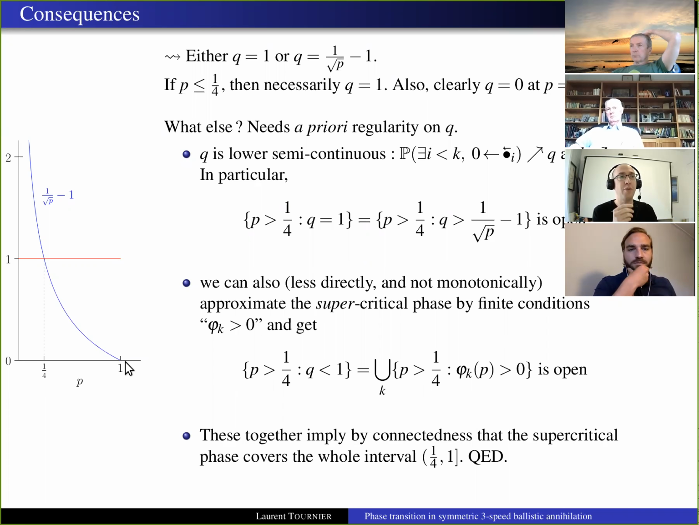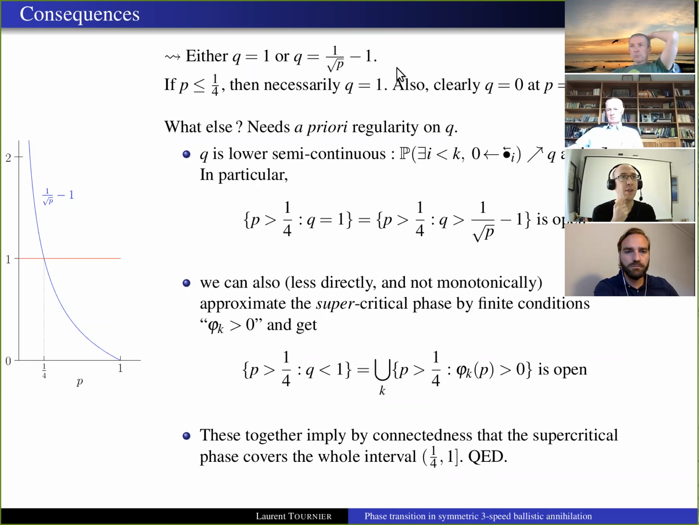So in the end, we have to spend as much time explaining why q is either 1 or 1 over root p minus 1, as we spend time justifying which one it is. Just because we don't know much a priori about the model, we cannot easily compare from one value of q or of p to another.